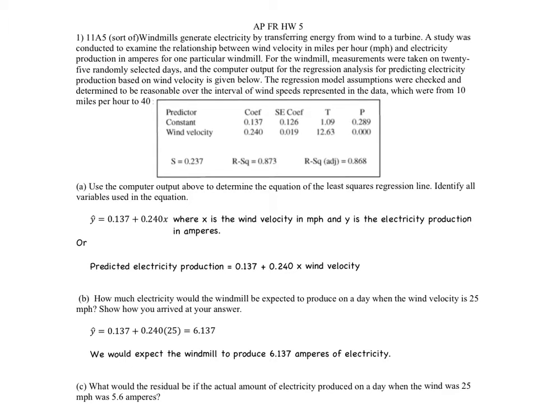All right, in this question, they give you some computer output and then ask you some questions. Part A is just use the computer output above to determine the equation of the least squares regression line. Identify all variables you used in the equation.